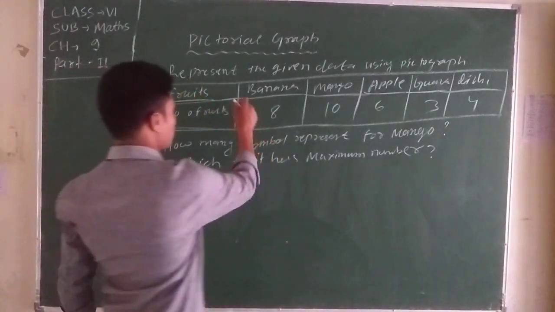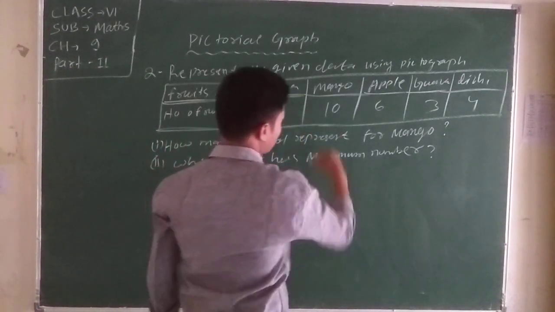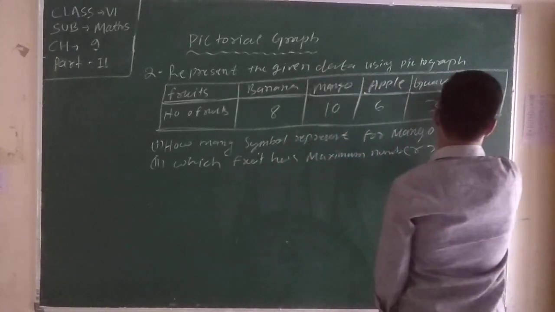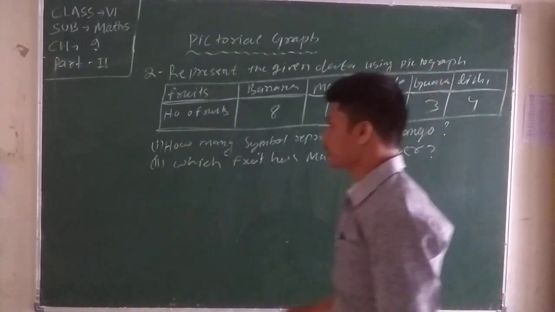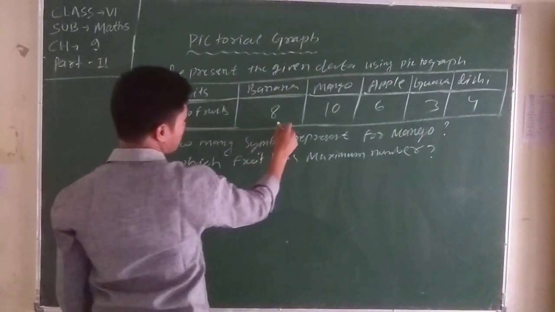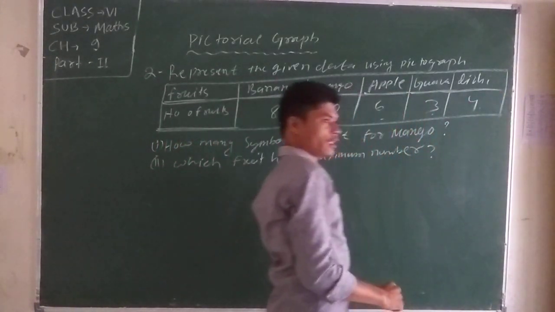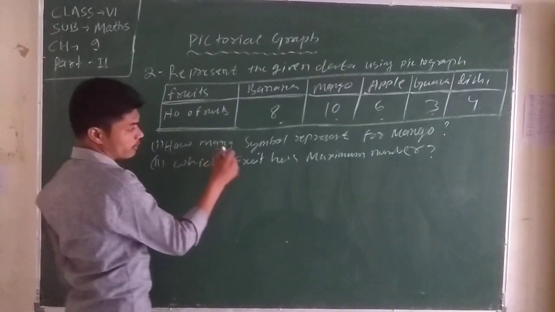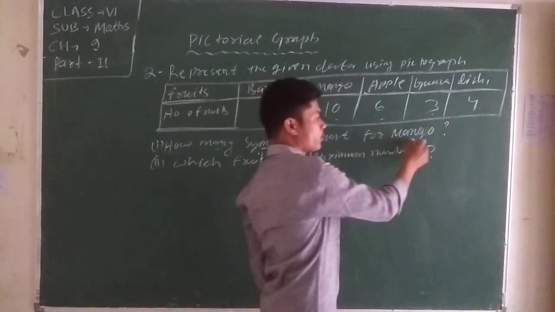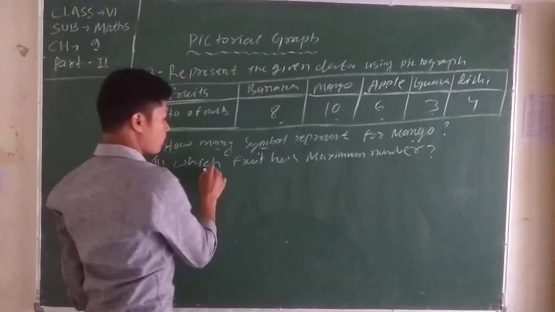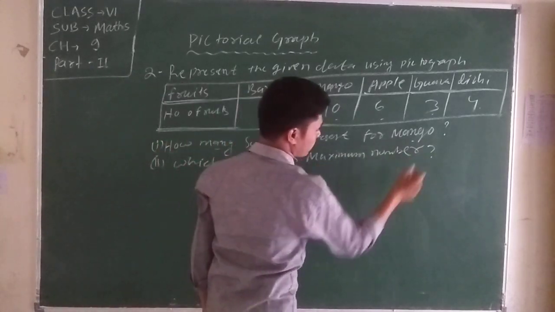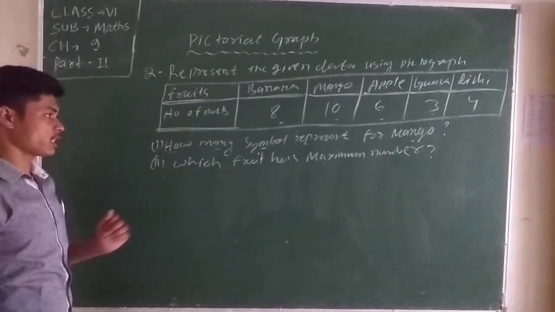Okay. Then here, fruits: first banana, mango, apple, guava, lychee. The number of fruits: how many fruits are there? 8, 10, 6, 3, 4. The first question is what? How many symbols represent mango? Now, which fruit has the maximum number? That means which fruit has the maximum number?